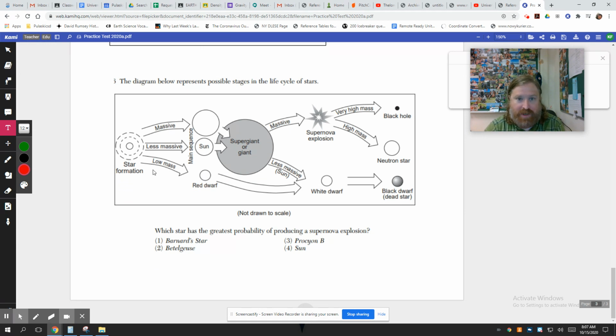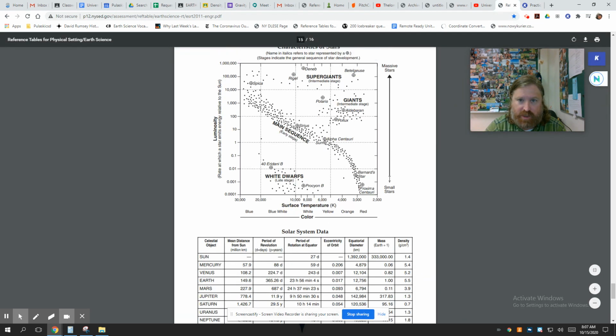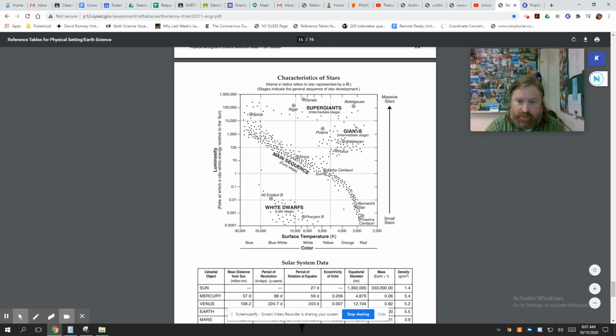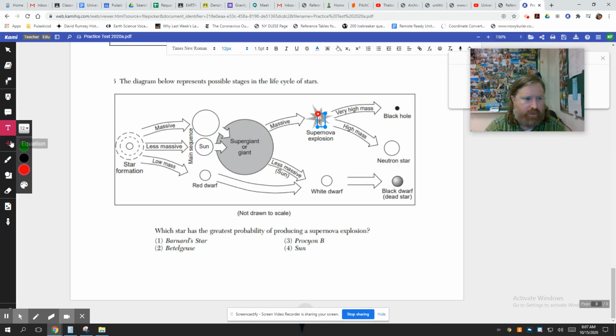And the life cycle of stars. Again, remember, there's no memorizing any of this. I have seen some questions on what determines the difference, and it's going to be mass. Other than that, the sequence is always given to you. Which star has the greatest probability of producing a supernova? So we need something that's up here, that's very massive or supermassive. Out of those, I know it's not the sun. Barnard Star or Betelgeuse. Betelgeuse is way up there. Barnard Star is down here. So Betelgeuse is the only one that's going to be way up there.